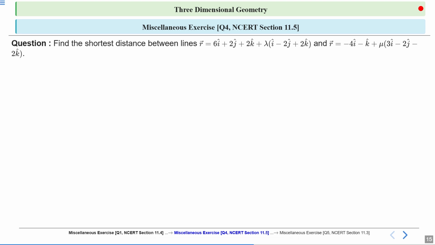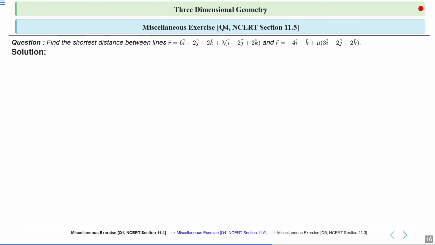Okay, so I hope the question is clear to all. Let's see how we can solve this. We have to basically find the shortest distance between the given lines. The given lines are r vector is equal to 6i cap plus 2j cap plus 2k cap plus lambda times i cap minus 2j cap plus 2k cap, and r vector is equal to minus 4i cap minus k cap plus mu times 3i cap minus 2j cap minus 2k cap.